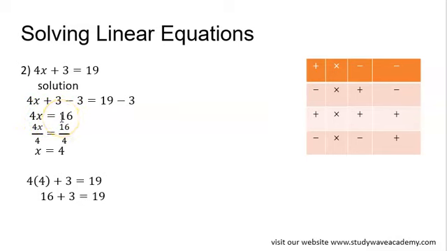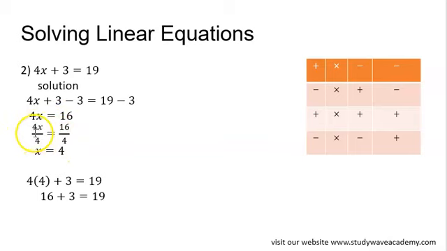So now we're trying to make x stand on its own, right? So what do we do that we can make x stand on its own? We divide both sides by 4. Remember, whatever you do at this side, you also do it at the other side of the equal sign, okay? So we divide both sides by 4. We say 4x divided by 4 equals 16 divided by 4, okay?